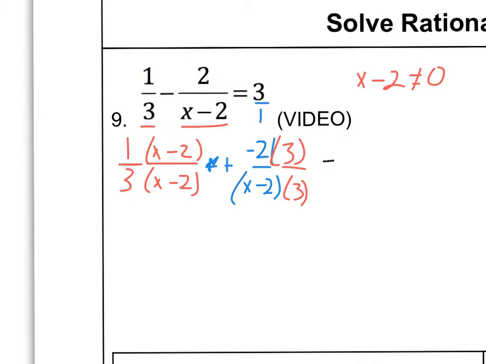Okay, then we've got equals. 3 over 1 has neither the 3, so it needs to be times 3, nor the x minus 2, so it needs an x minus 2 as well.